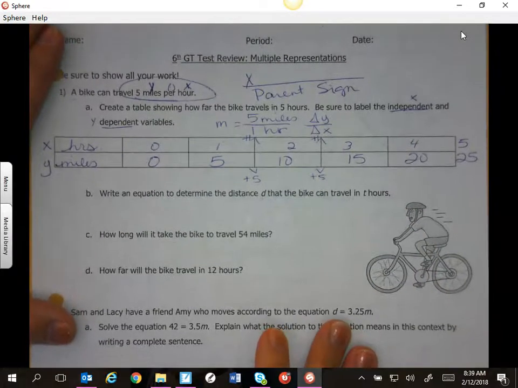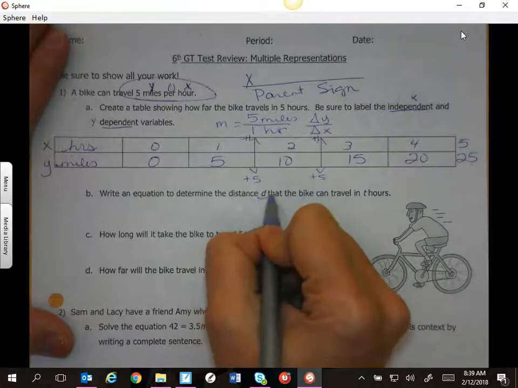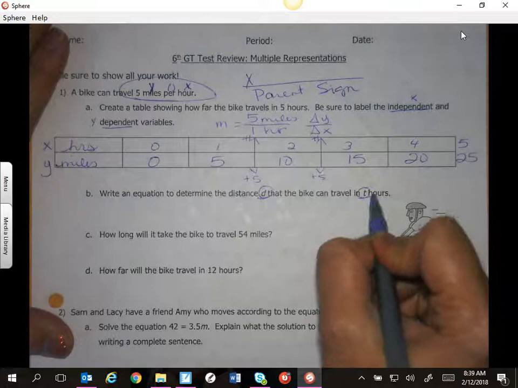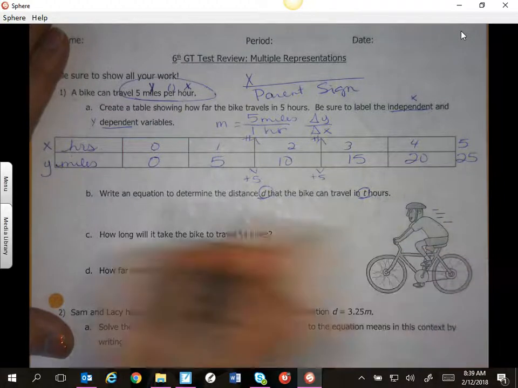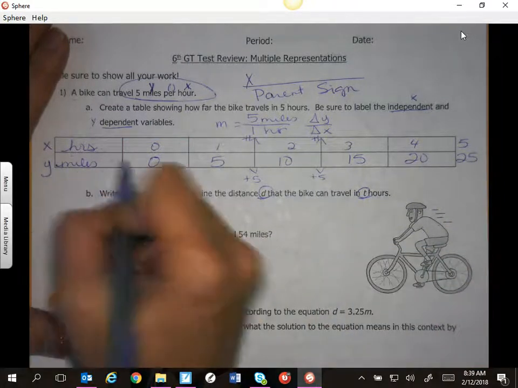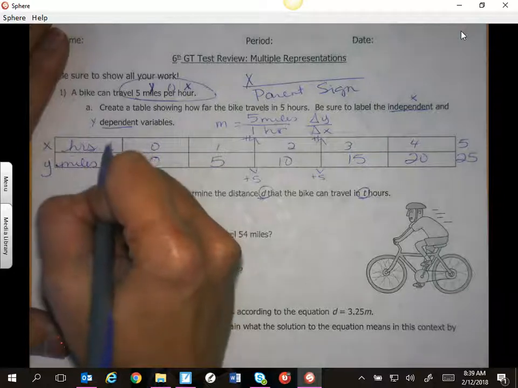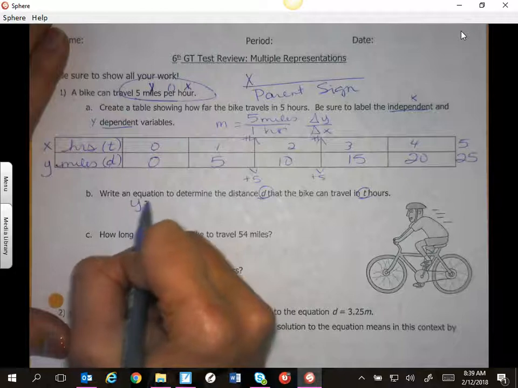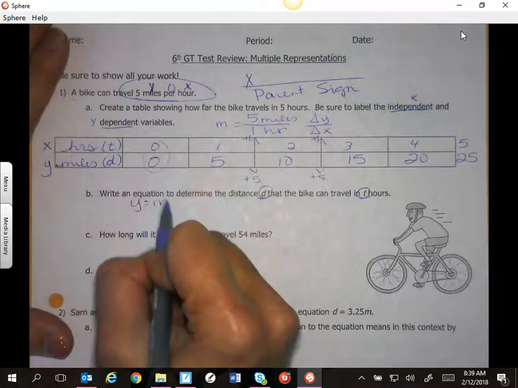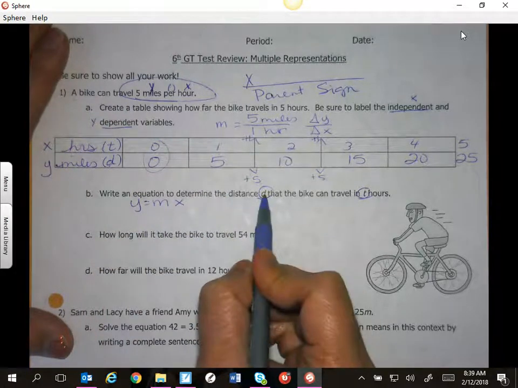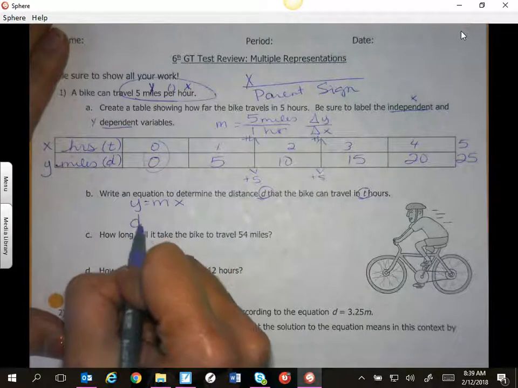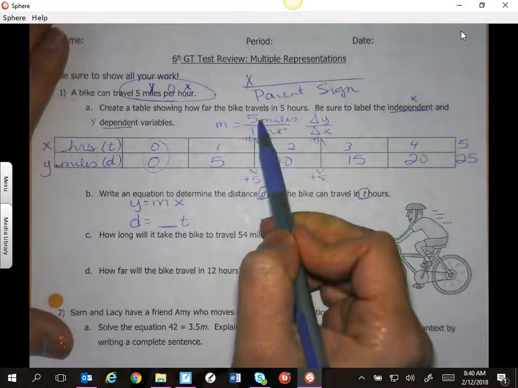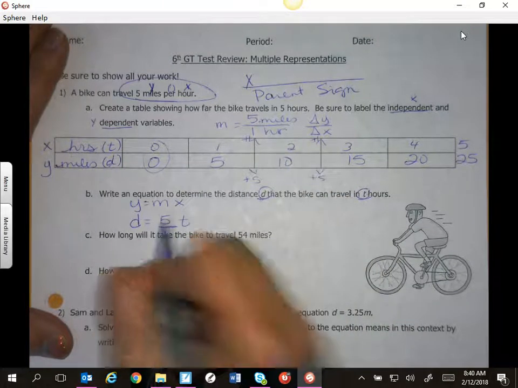We should be able to write an equation at this point where they have d as your distance the bike can travel in t hours. So remember, we are over here, we're at miles or hours, so they're wanting us to use d and t, which is fine. That's going to help you with your equation. We know it's proportional, so it's just mx. But instead of y, they want us to use d. And instead of x, they want us to use t. And we said our rate of change was 5.